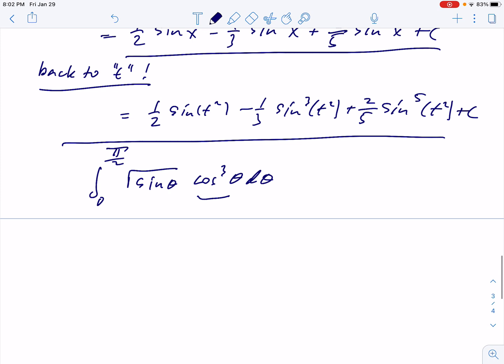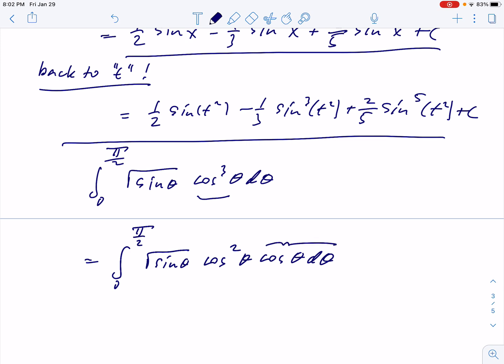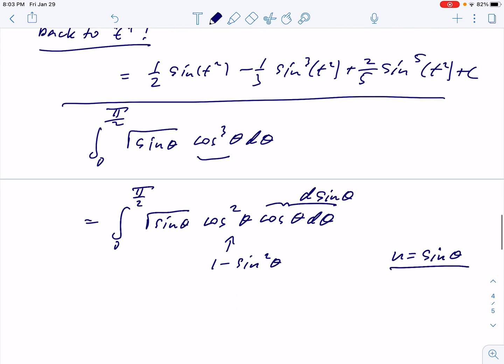So we factor it. 0 to pi over 2, root sine theta. So now we write cosine square theta, cosine theta d theta. Cosine theta d theta is d sine theta. Cosine squared theta we shall write as 1 minus sine squared theta. So again, it will be convenient to write u equals sine theta and work with one letter instead of an entire function. So we do this substitution.